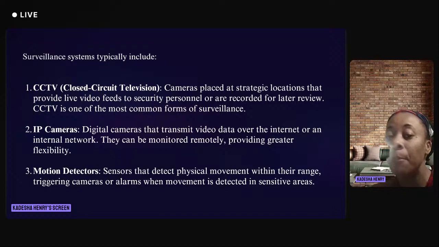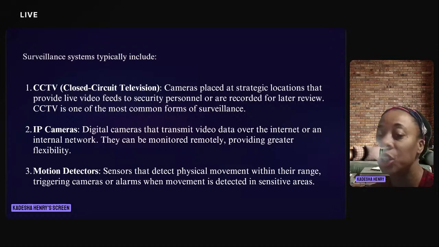And then you have IP cameras. These are digital cameras that transmit video data over the internet or an internal network, right? And they can be monitored remotely, providing greater flexibility. So you have some IP cameras.